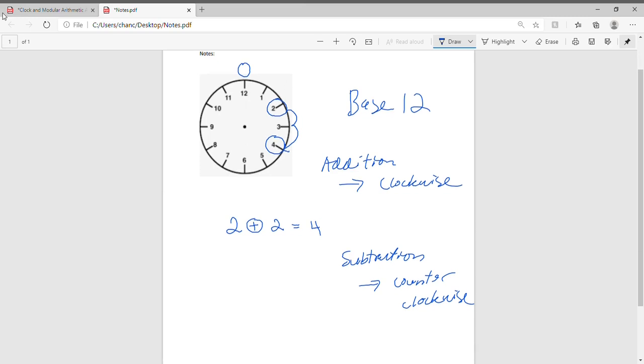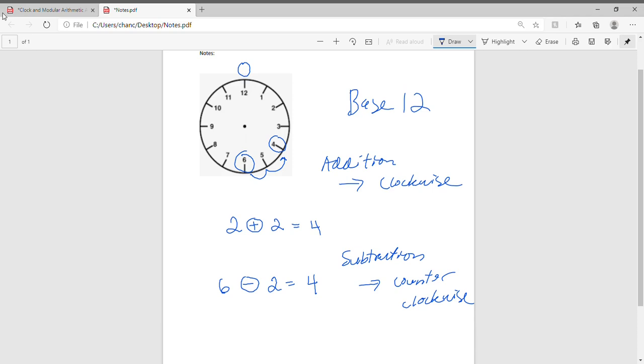For example, if I have 6 minus 2, I will start at the 6 and then subtract, which means going counterclockwise. 1, 2, and I will end up at 4. So again, just remember, for addition, we're going to go clockwise. For subtraction, we're going to go counterclockwise.